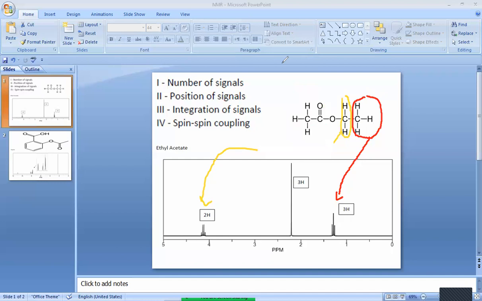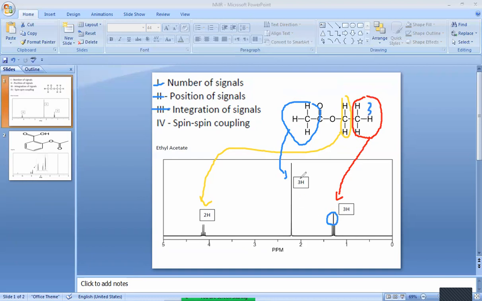And this one belongs to this one. So we talk about these two. Let's go to the third one, the integration of the signal. The integration of the signal basically tells you how many hydrogens you have there. So here we have 3, and it basically tells you that you have 3 hydrogens here.